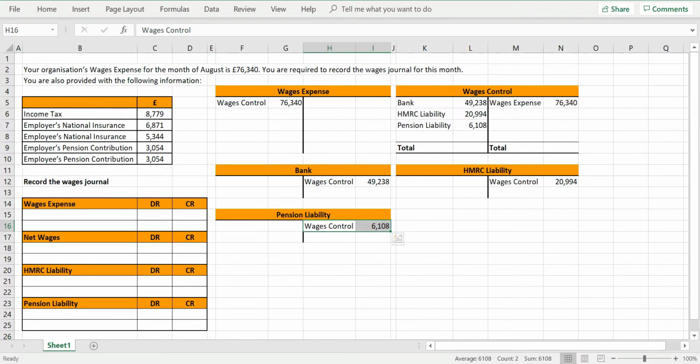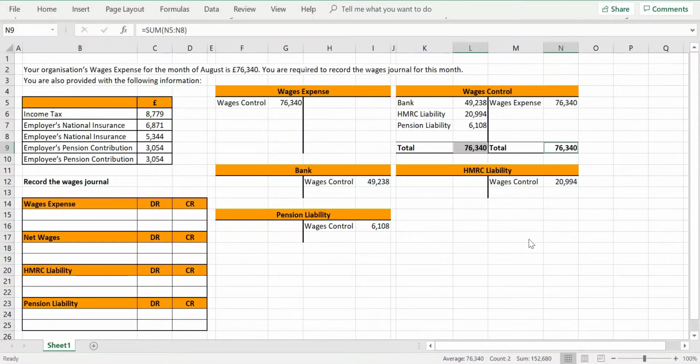So every single journal that we've done, you can see how that's involving the wages control. We're either sticking it in the wages control, as we've done here, as our control figure, and then we're going to take each one of those transactions out of the wages control in to those relevant accounts. And what you will find then at the end is that this wages control account will balance. And that means we've done our journals correctly, as you can see here. So that's how the wages control account works.